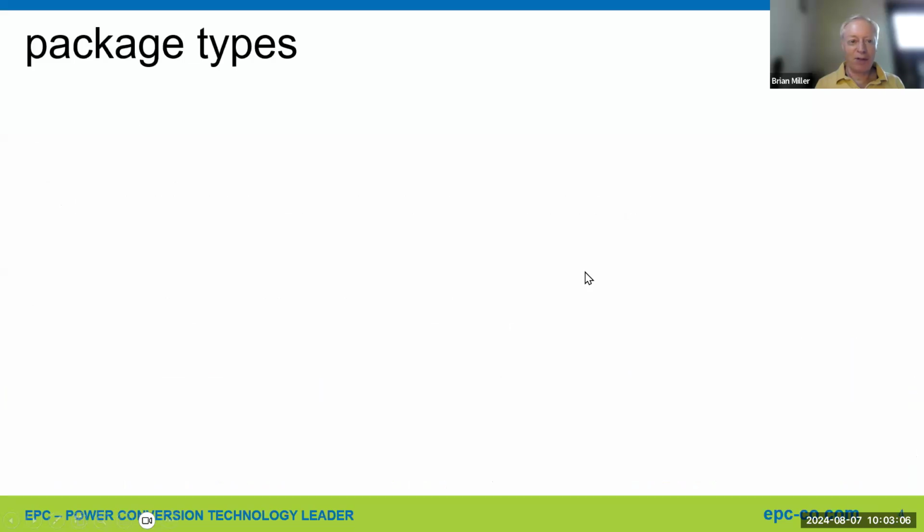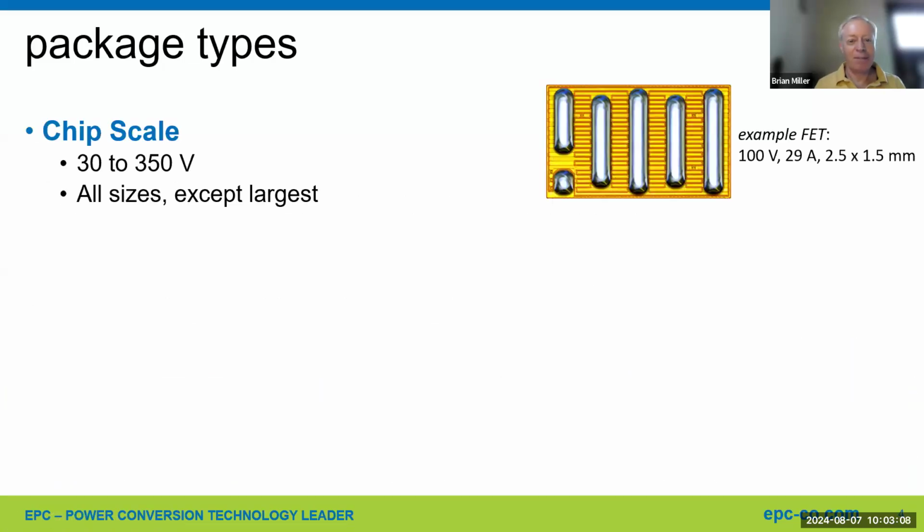To go into a bit more detail, package types. The one that everybody tends to associate with EPC is chip scale, and the chip scale covers the full range of voltages. It's all sizes except the largest. What you're looking at is the actual design. You can see the lines down here. Over top is polyimide and so forth to protect the active area. So it's a sealed chip scale part, and this part goes down on the board, obviously.